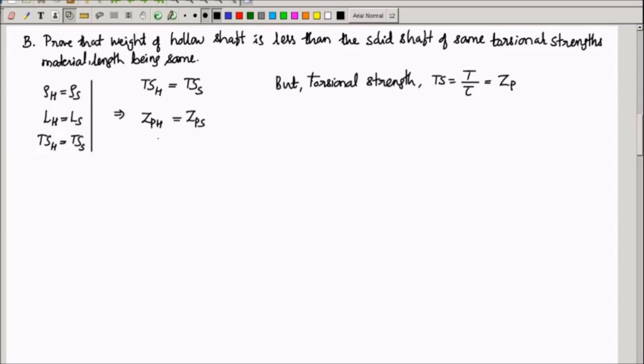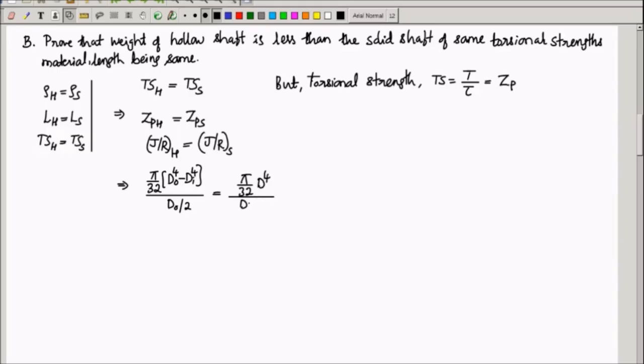Z is nothing but J by R. It's the polar section modulus. So I will write J by R of the hollow shaft is equal to J by R of the solid shaft. J for the hollow shaft is pi by 32 into d naught power 4 minus di power 4, divided by R. R is d naught by 2, is equal to J of the solid shaft, pi by 32 d power 4, divided by d by 2. So if you cancel the common terms here, you'll be left with d naught power 4 minus di power 4 divided by d naught on the left side.